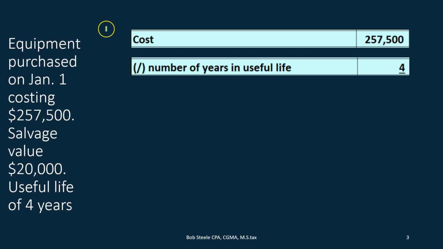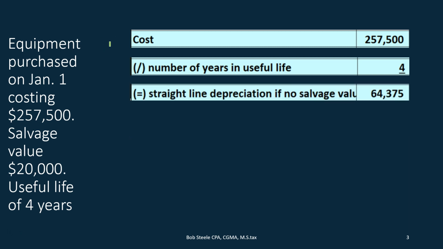So if we take the cost divided by the number of years in the useful life, being 4, that will give us the straight line depreciation if there was no salvage value. So we're just going to allocate evenly over the 4 years down to 0, in this case assuming no salvage value. So keep that in mind: salvage value is a factor that confuses people between the two methods.